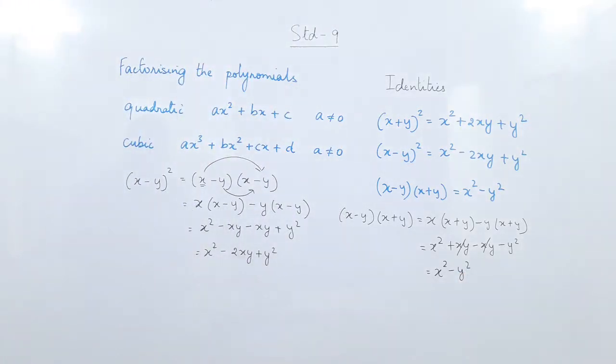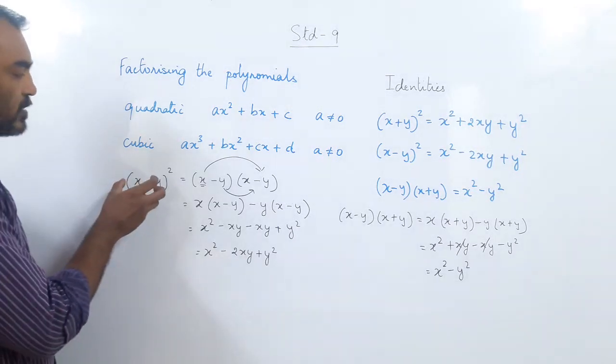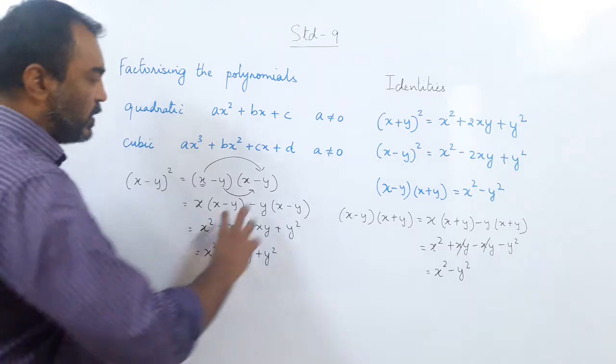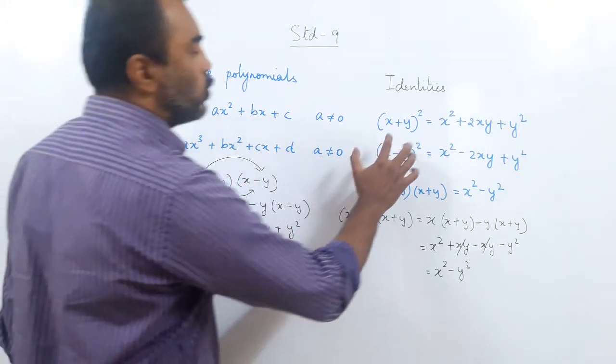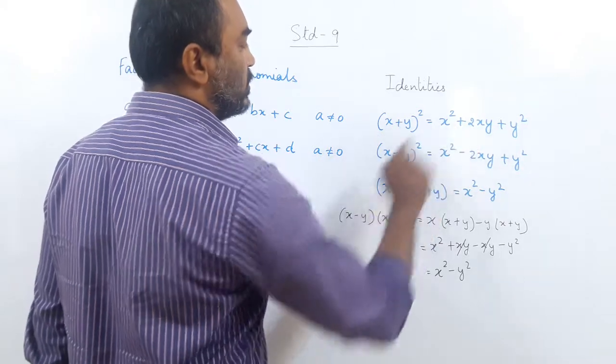So these are the identities you did last year. You did the multiplication of the identities last year. Now why are we revising these identities? Because last year you learned how to expand (x minus y) the whole square to get this. You learned how to expand (x plus y) the whole square to get this.